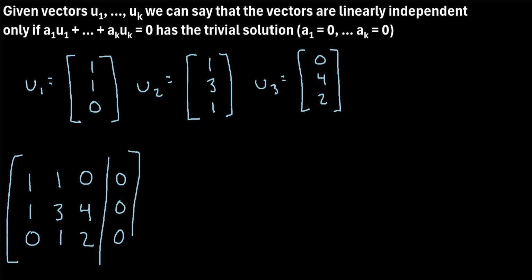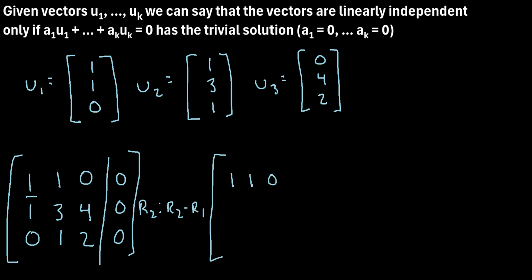So how can we convert this matrix to row echelon form? Well, here's our first pivot entry, and remember, we want all values below it to be 0. So how can we make this 1 a 0? Well, we could just do row 2 minus row 1. So let's do that. Let's say row 2 is going to become row 2 minus row 1.